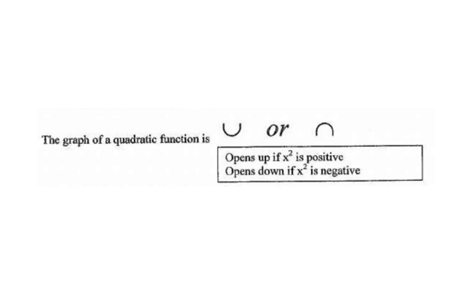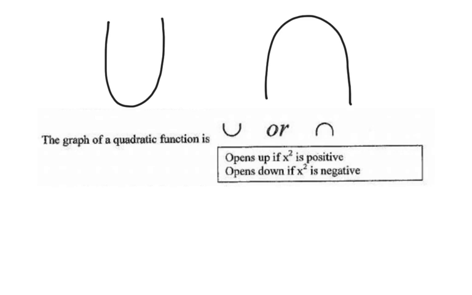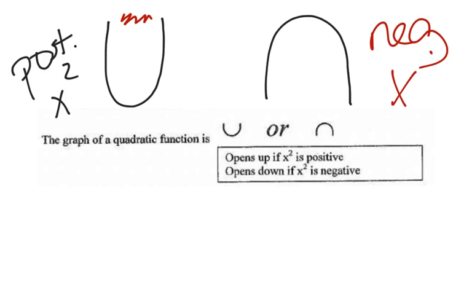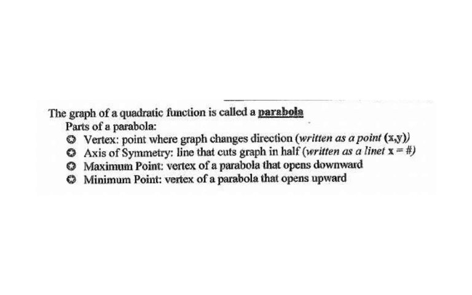The graph of a quadratic function is either a U or an upside down U. If x squared is positive, it's going to open up. And when I say open up, what I'm talking about is that the open area is up here at the top. If you have a negative x squared, like negative x squared or negative 2x squared, whatever, it's going to open down. We call that graph a parabola.